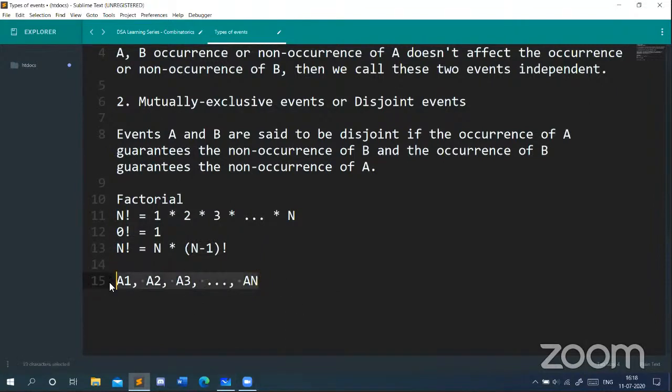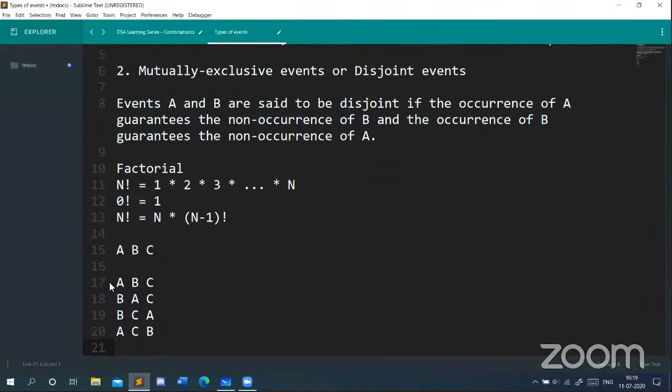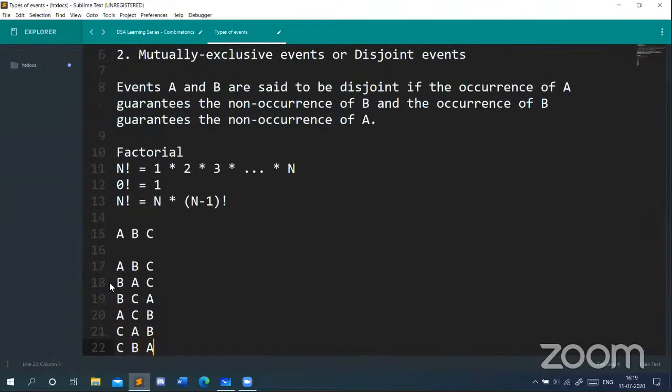For simplicity, let me take 3 objects, A, B, and C. And I need to find the number of ways in which I can arrange A, B, and C in a line. So if I were to just enumerate them, it'll be A, B, C, then B, A, C, B, C, A, A, C, B, and we'll have C, A, B, and C, B, A.